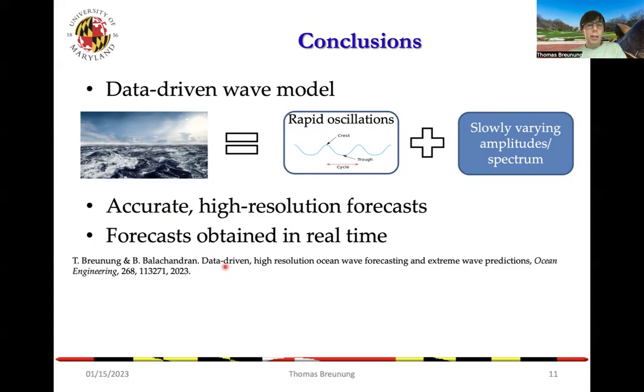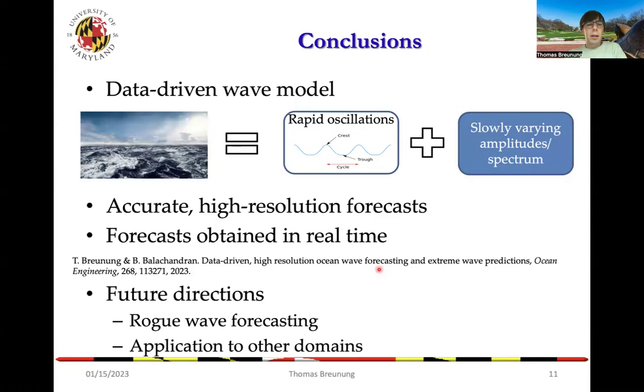If you want to know more details, you're very welcome to read these publications or reach out. And in the future, we are planning to further focus on rogue wave forecasting with this approach, or even march to different applications where this kind of decomposition into fast scales and slow scales is rather universal in engineering, physics, and also applied science. So a similar approach might also apply to different domains there.